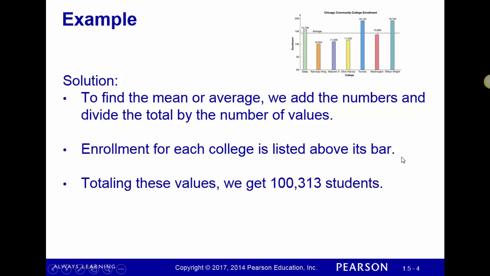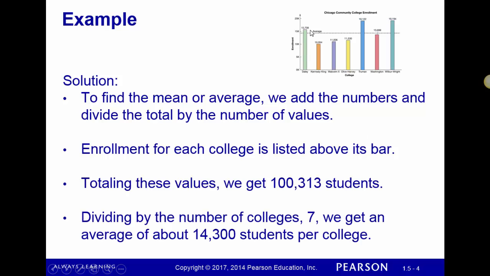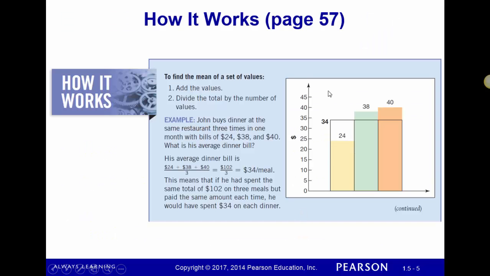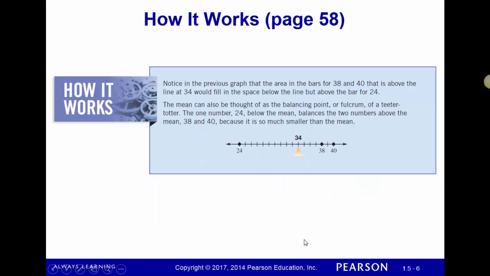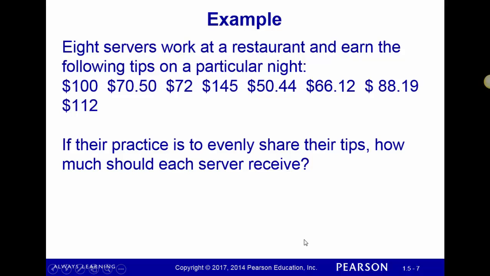So again, we're going to add them all up. We add all those numbers up, which comes out to a total of 100,313. We divide by 7, and we get an average of about 14,300 students per college. And here's a little box from your book on page 57 that gives you a little idea of how to calculate. So let's work a couple of problems here.